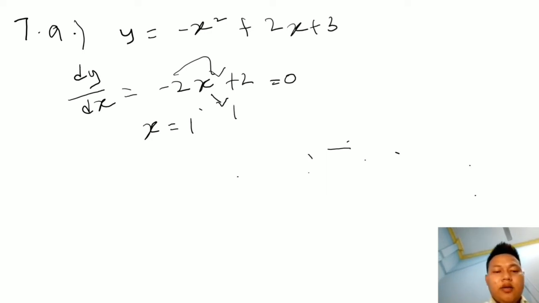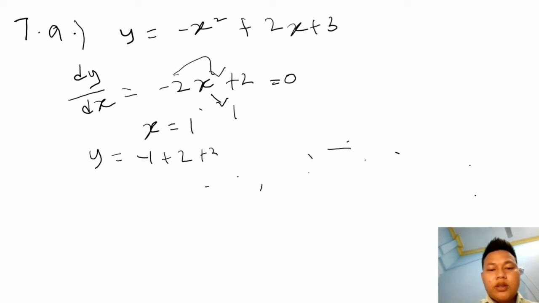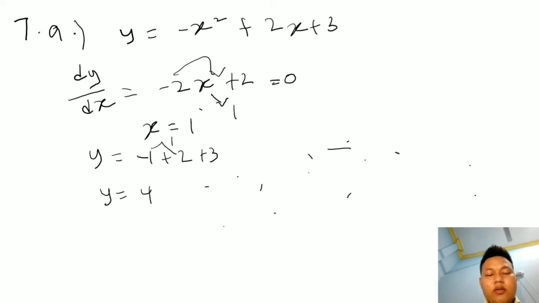For y, we will insert -1 plus 2 plus 3. The answer for y is 4, because -1 plus 2 will be 1, so 1 plus 3 will be 4. The answer for y is 4. So the coordinate for part A is 1, 4.